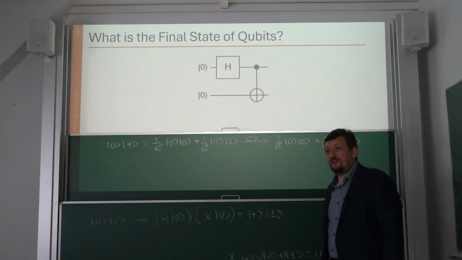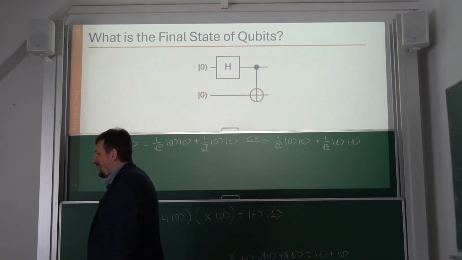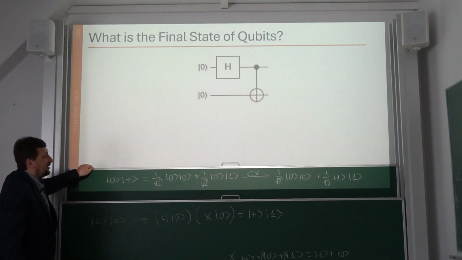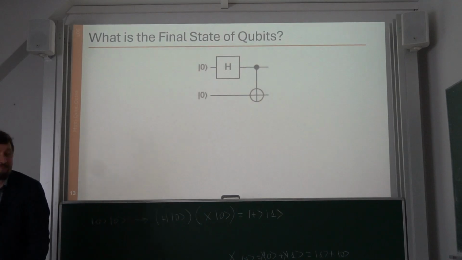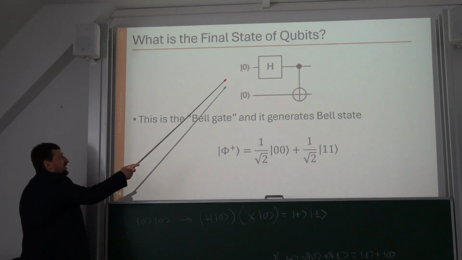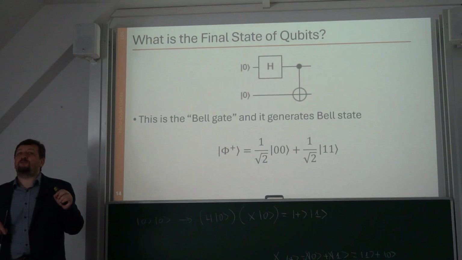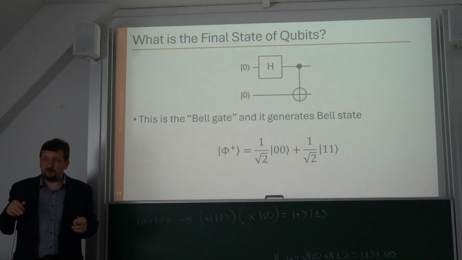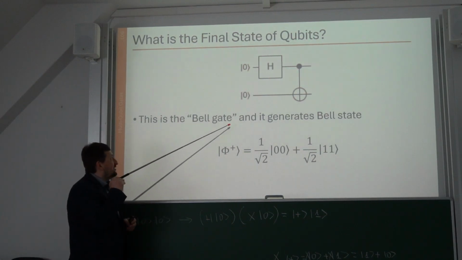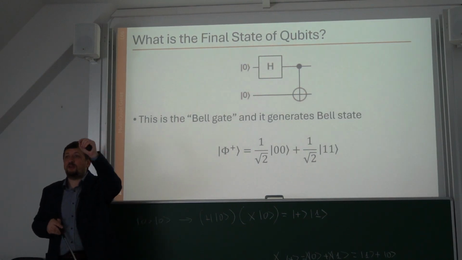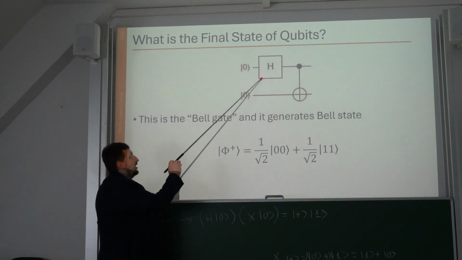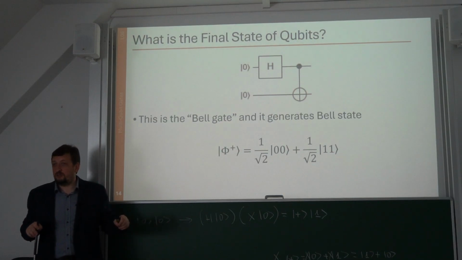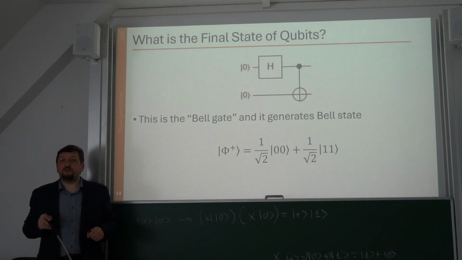How do we call such a state? Bell state, more precisely Bell state phi plus, because there are 4 different Bell states. This combination very often appears in quantum computing or anything that works with qubits. Informally, this is the Bell gate: Hadamard gate, control X, where the Hadamard gate stays on the control line. This is the way we generate Bell states. So this gate generates the Bell state phi plus.